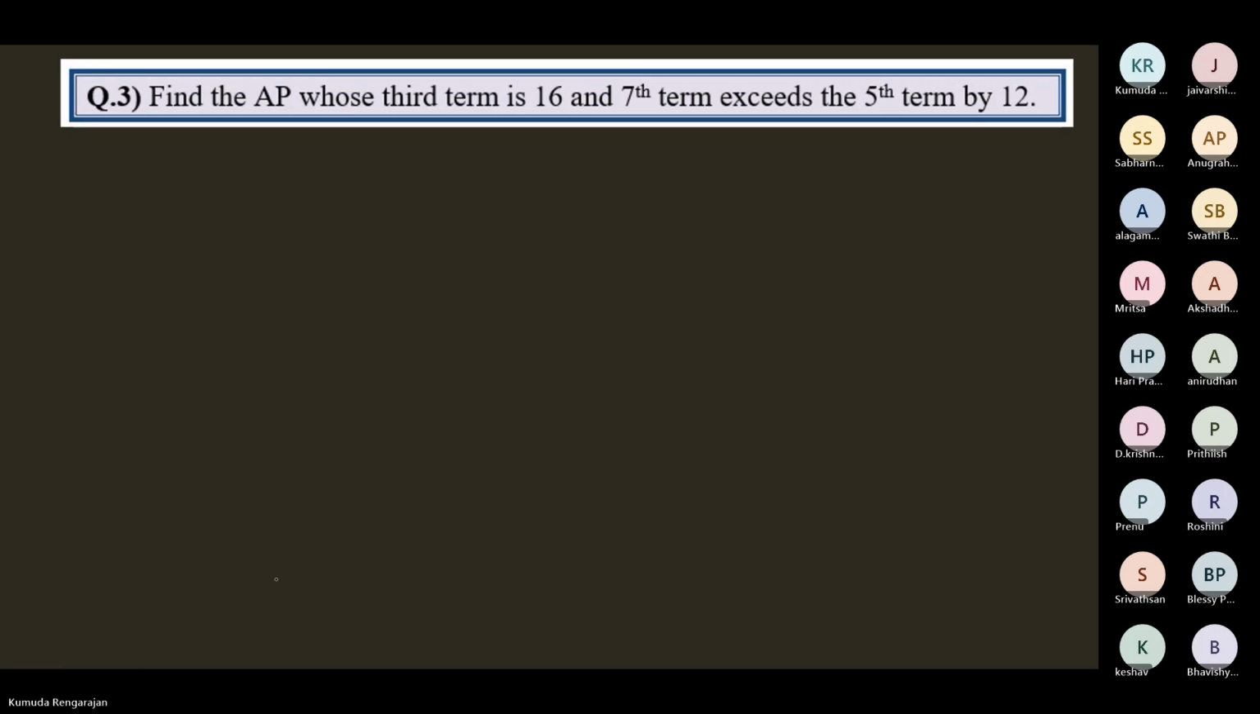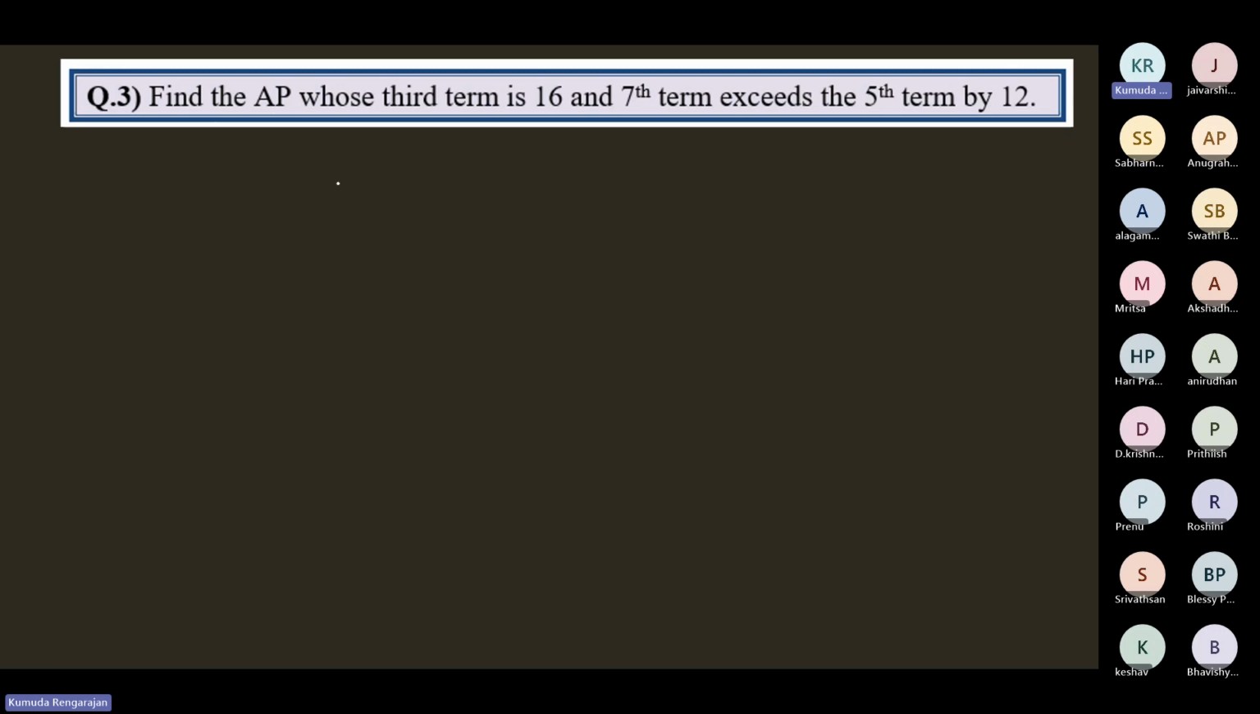Very good. Find the AP whose third term is 16 and seventh term exceeds the fifth term by 12. So after working, what is the value of a you've got? 4. And the value of d? 6. Okay, so the AP with you is 4, 4 plus 6 is 10, 10 plus 6 is 16, and so on. 22. Very good. Very nice.